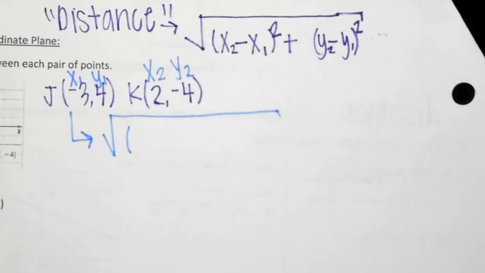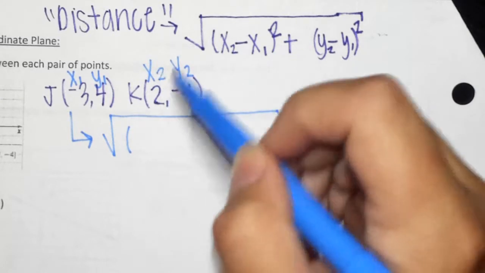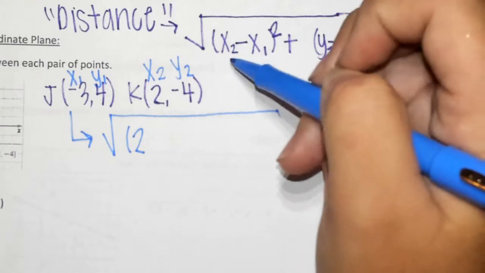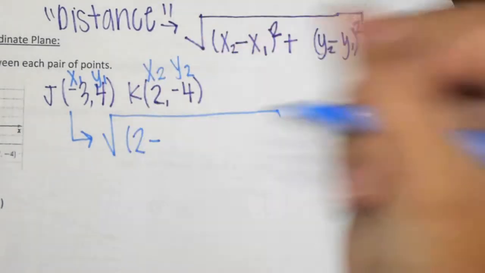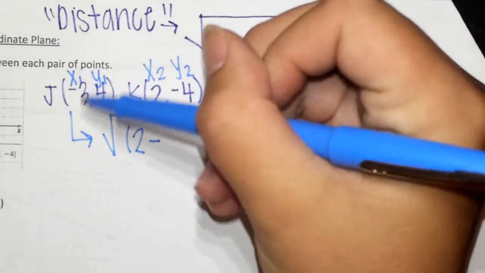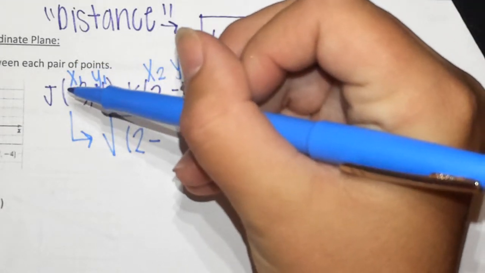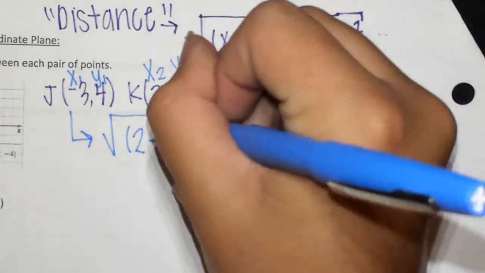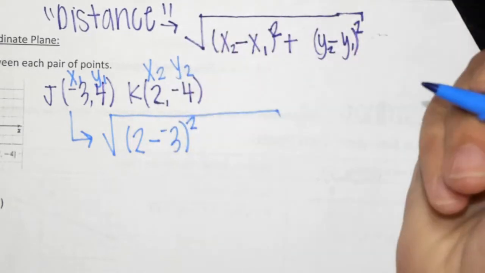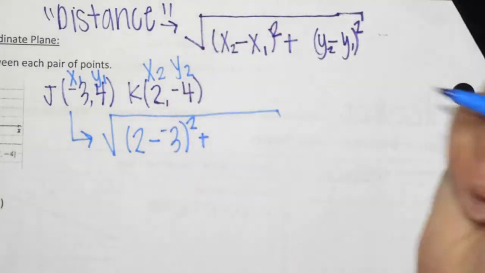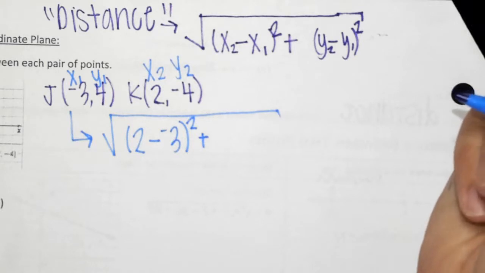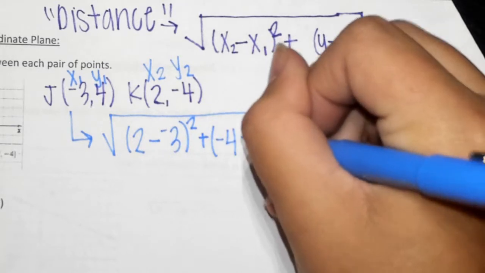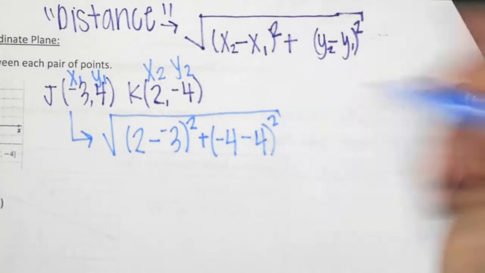Okay, so here's the most tricky part about this. X2 goes first, so you have 2. Now, there's this minus sign. You have to use it every time, okay? So you have to put a minus. Now, what's in front of this 3? A negative. You have to put that too. So you have minus -3, and then you square it. Okay, now let's do the Y's. Y2 comes first, so -4 minus 4, square it.